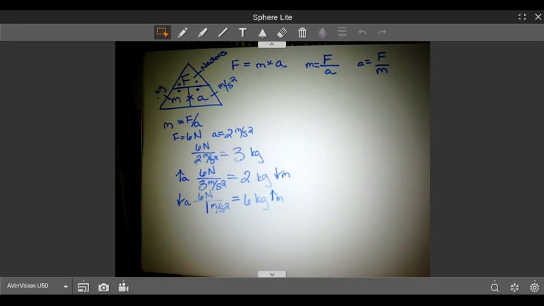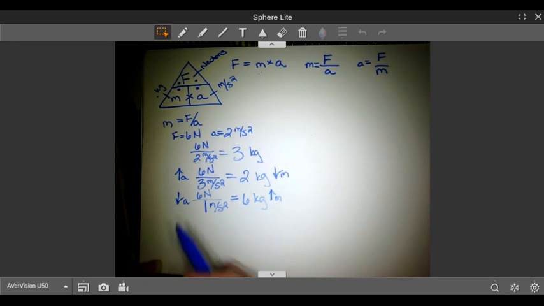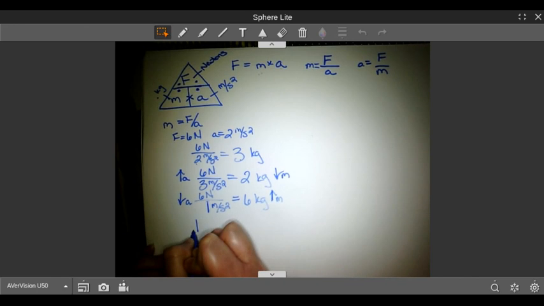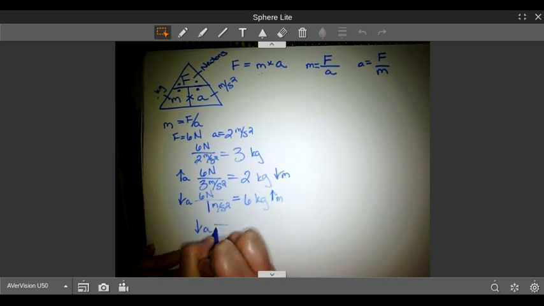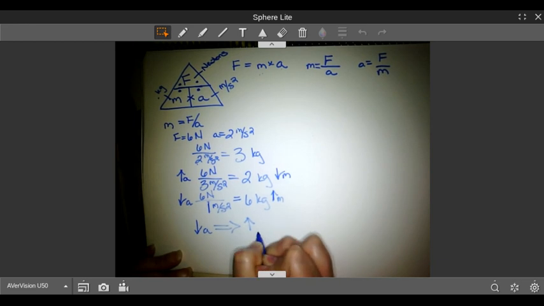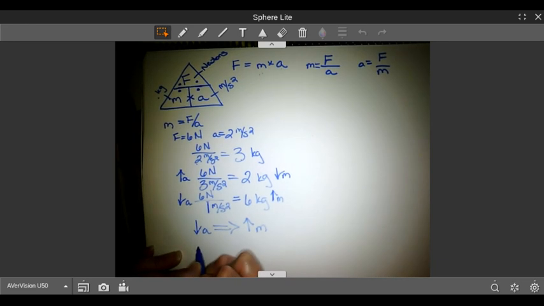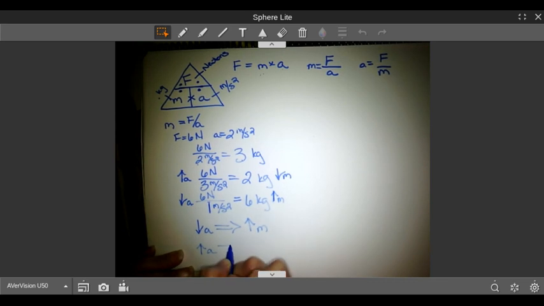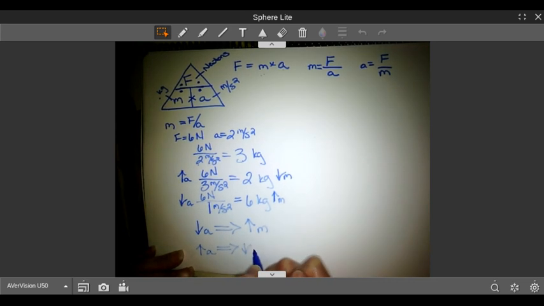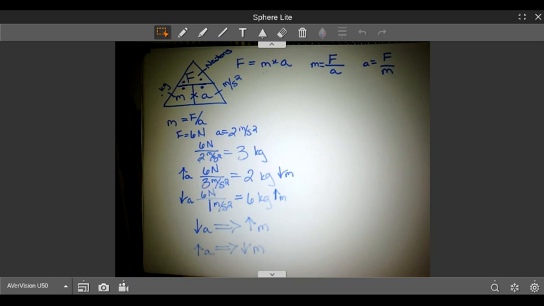And I'm going to change pen color so it doesn't run together. So basically what we figured out is that if you decrease the acceleration, then you have an increase in the mass. If you increase the acceleration, then you have a decrease in the mass. That's called inversely proportional, but all you need to do is understand that happens. So basically, whatever you do to one, the opposite happens to the other one.